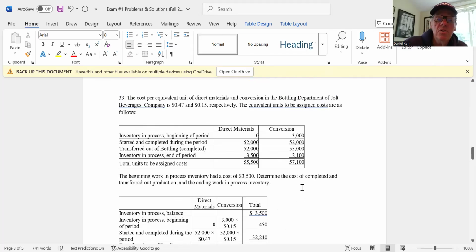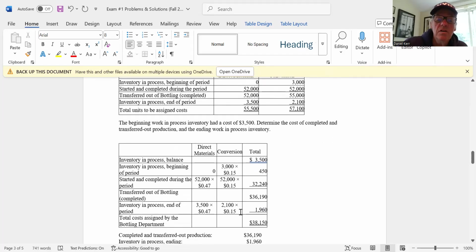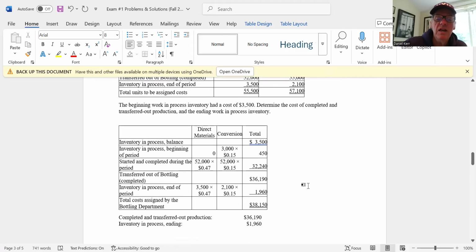They told us with conversion costs that you had 2,100 units. So 2,100 units times 15. You add these two together and you get 1,960. To get full credit on that, you had to show a schedule and you had to show the amount that was completed and transferred out, and you had to show the value of the ending inventory.